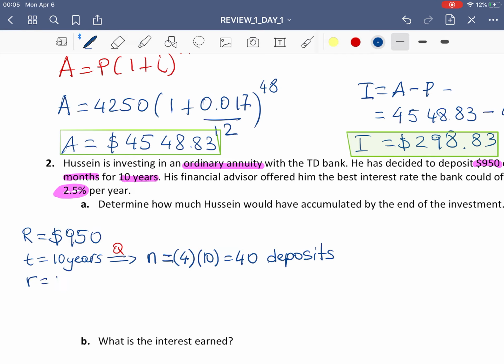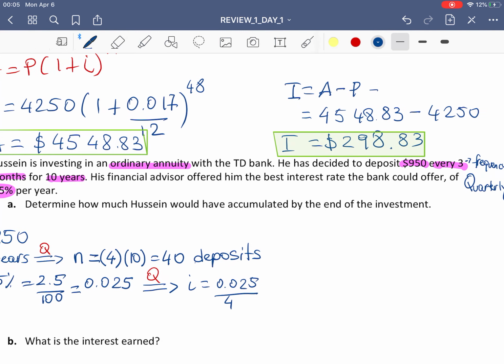He is earning an interest of 2.5%. So again, this is the annual interest rate. 2.5% means 2.5 per 100. The decimal form of it, 0.025. And since the frequency is every quarter of the year, the interest rate per compounding period is 0.025 divided by 4.